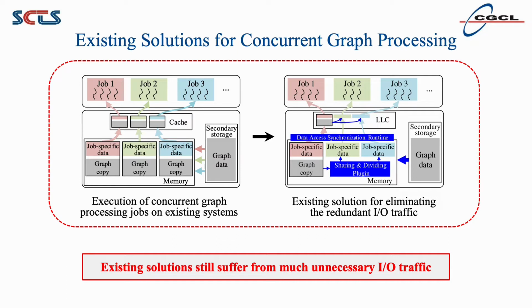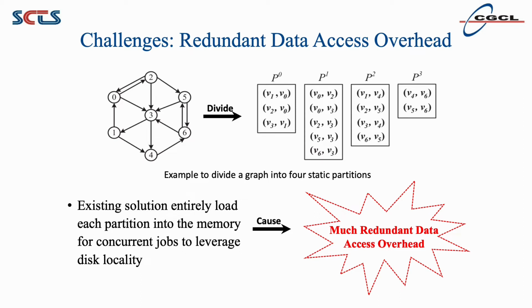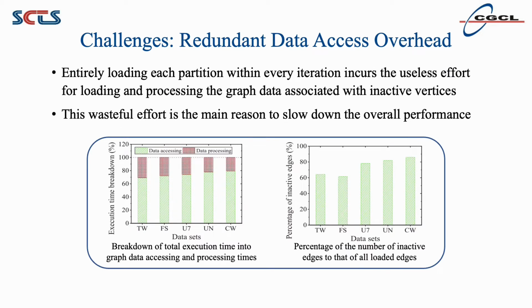To lower the data access cost toward high performance, as the right figure shows, several out-of-core concurrent graph processing solutions are designed. However, they still suffer from much unnecessary I/O traffic. Because existing solutions have to entirely load each graph partition into the memory for concurrent jobs, even if most vertices in this partition are inactive and may be shared by only a few jobs, which leads to much redundant data access overhead. So entirely loading each graph partition within every iteration will incur much useless effort, and this wasteful effort is the main reason for the slowdown of the overall performance.